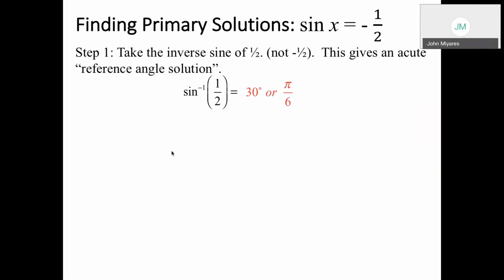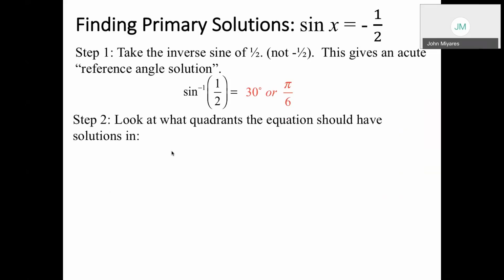Next, we want to see what quadrants the equation is going to have solutions in. Since we want to solve for the sine of x equals -1/2, we have to ask ourselves, in which quadrants would we expect to see values of the sine function come out negative? Well, the sine of x is positive in quadrants 1 and 2, so the sine of x has to be negative in quadrants 3 and 4.